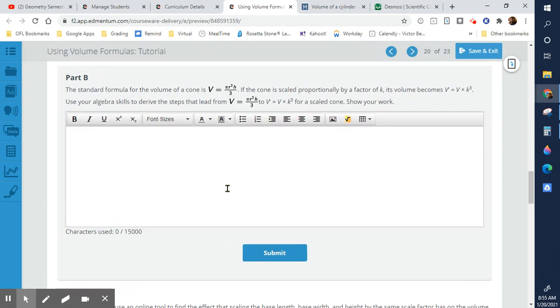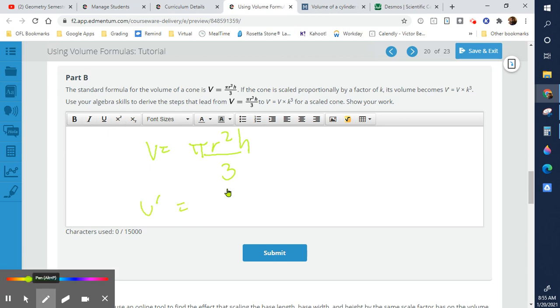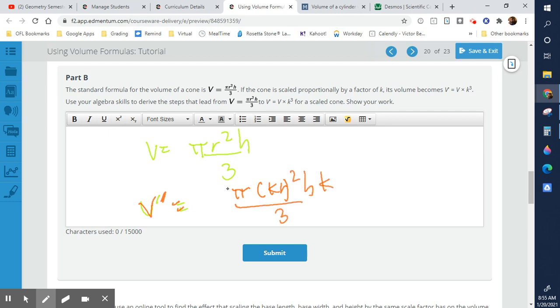To do the work for this, we're going to do the exact same thing I did before. We're going to do v equals pi r squared h over 3 this time. And we're going to compare that to v prime, which is going to be, let me change the color, just to make it stand out more, v prime, which is going to be pi kr squared h over 3.